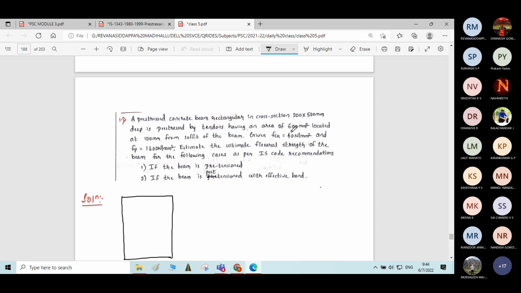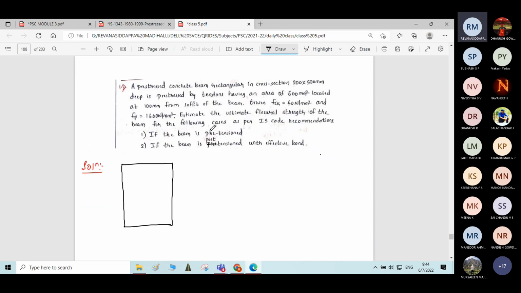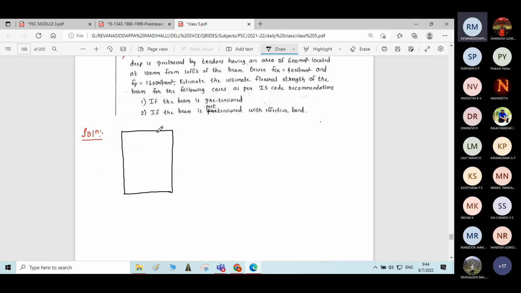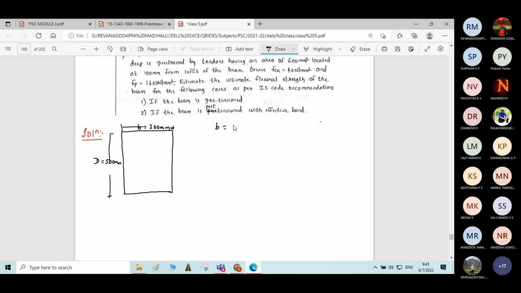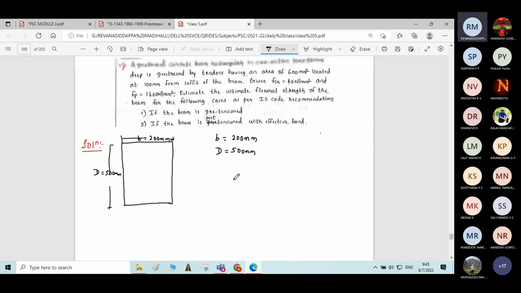Rectangular cross section having 200 width and 500 depth. Okay. B is equal to 200 mm and overall depth is given as 500 mm. Here you can write B is equal to 200 mm and D is equal to 500 mm.